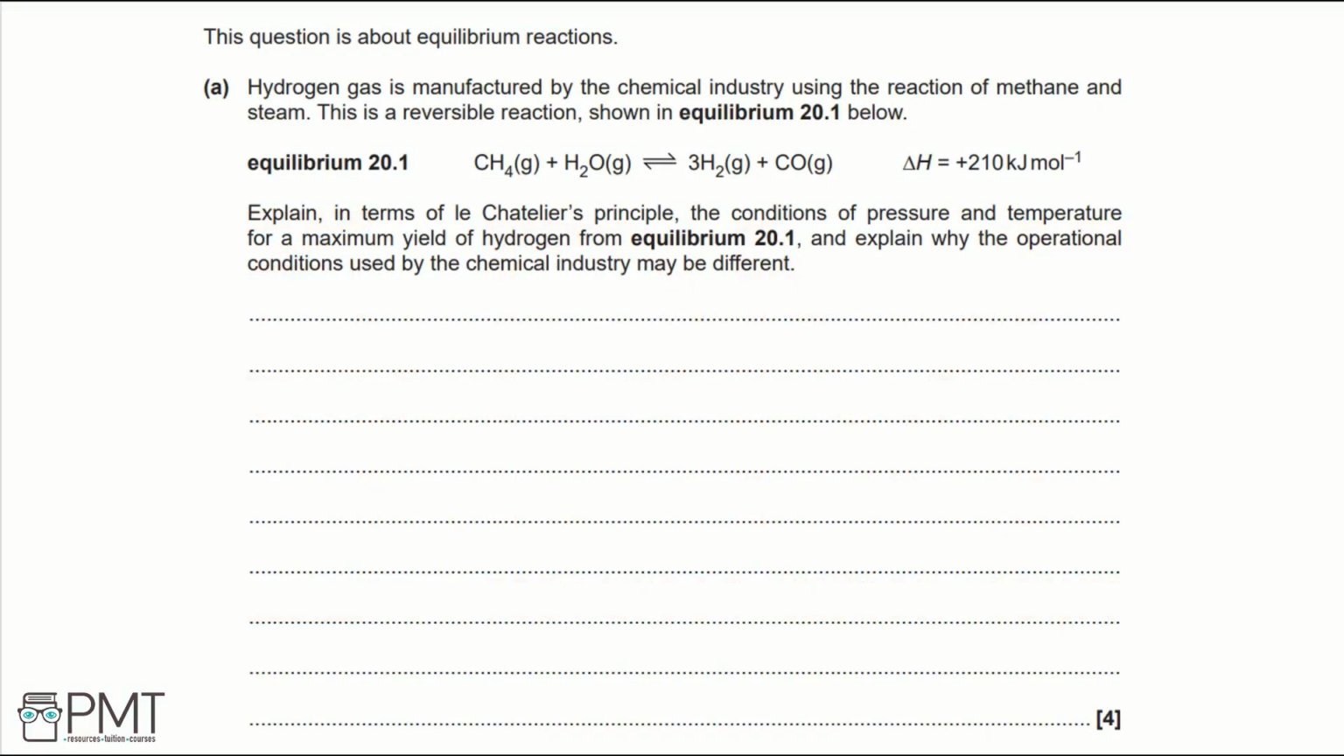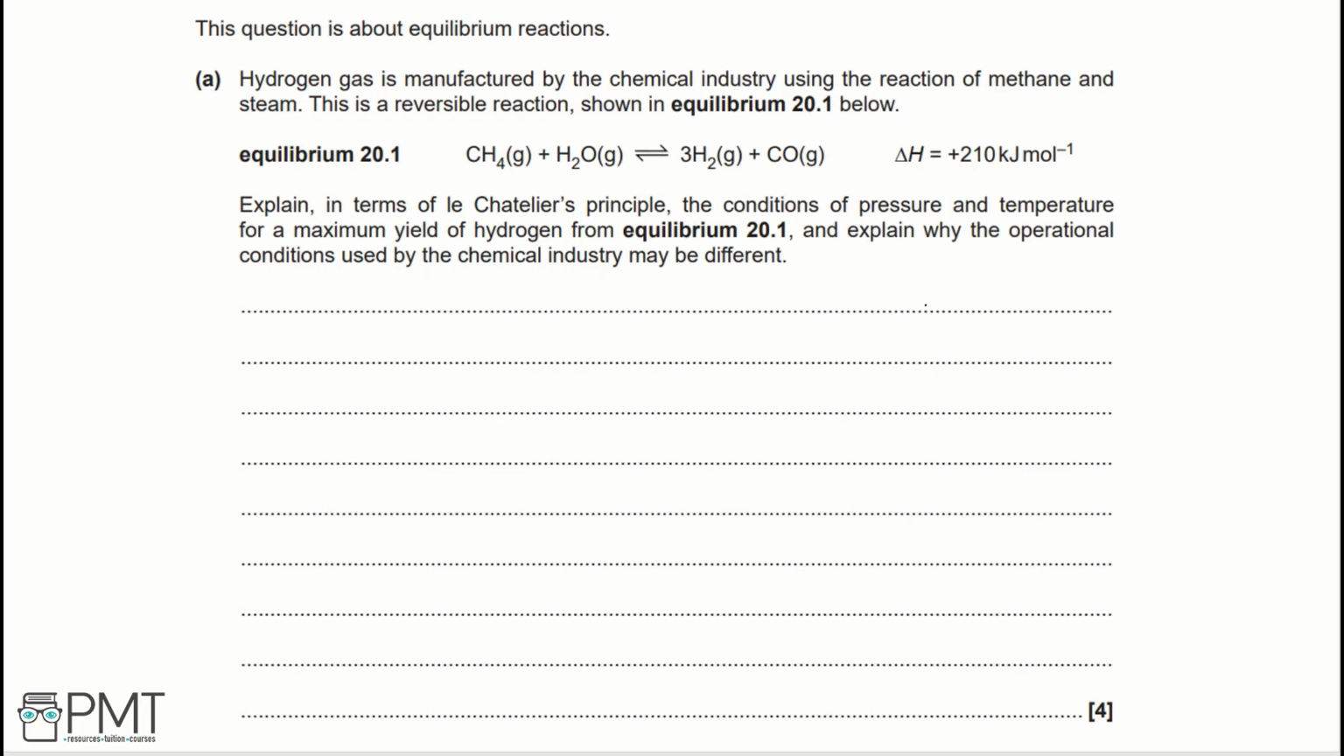This question is about equilibrium reactions. Part A. Hydrogen gas is manufactured by the chemical industry using the reaction of methane and steam. This is a reversible reaction shown in equilibrium 20.1 below. Explain in terms of Le Chatelier's principle the conditions of pressure and temperature for a maximum yield of hydrogen from equilibrium 20.1, and explain why the operational conditions used by the chemical industry may be different.